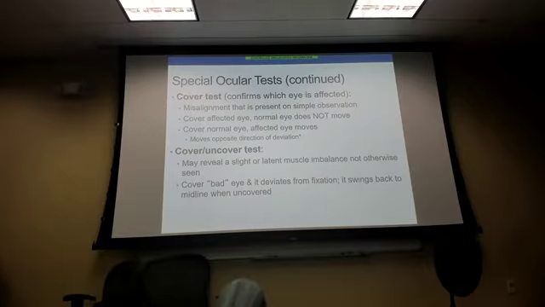Okay. This one, most of the time your cover test is looking at your tropias. So it's all the time and you're confirming this. You can do it for the phorias too, but most of the time it's going to be your tropias, okay? So what happens, remember my right eye is my bad eye. What if I cover my bad eye? What happens to my good eye? Absolutely nothing. I cover my good eye. What happens?